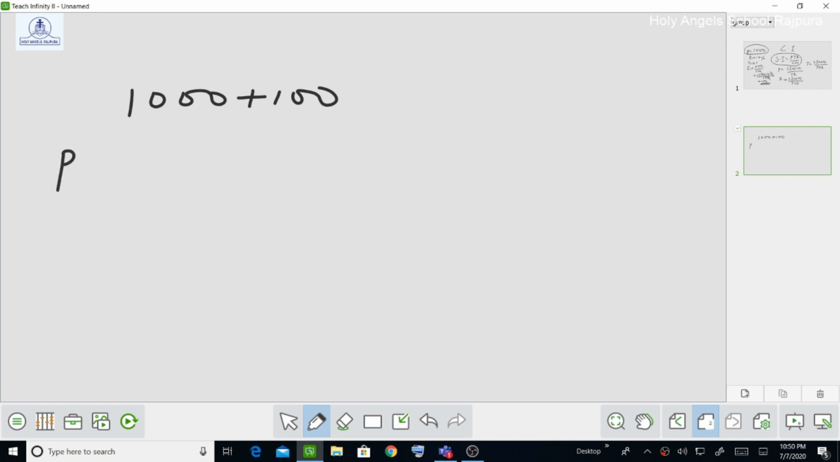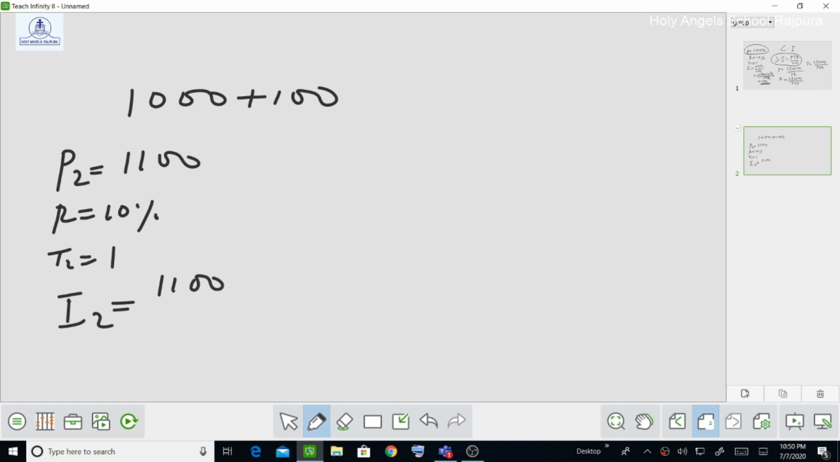So second year principal, let us take P2. P2 is equal to 1100. Again rate is same, 10 percentage, and time is again 1 year. Second year, not 2 years. Second year means only 1 year. Now calculate the interest for the second year. I2 is equal to, here the principal is 1100 into 1 into 10 divided by 100, that is equal to 110. 110 is the interest in the second year.